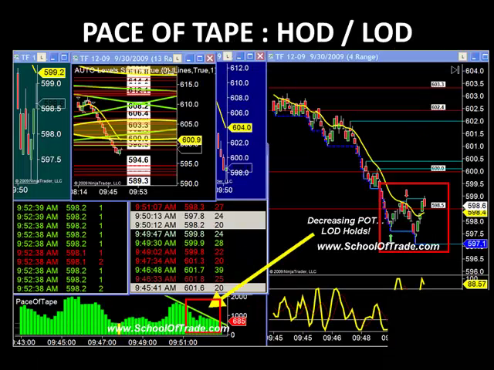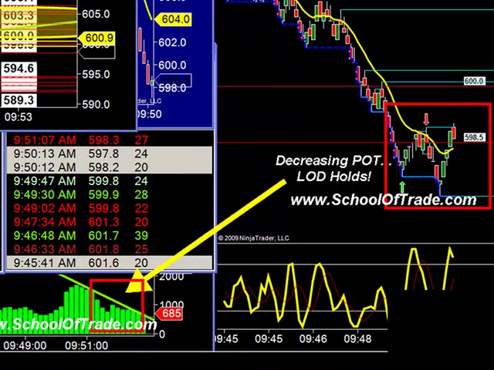Now, before we close up, guys, I want to show you a good example today of how the pace of the tape indicator can be used to know when the high of day or the low of day is going to hold. In slide number 1, you'll notice we had decreasing speed of the tape. And as price traded towards the low of the day, I stayed away from this short because the price action did not support strong increasing price action at the low of the day. The rule of thumb is we can sell the lows or buy the highs when we see strong increasing price action.